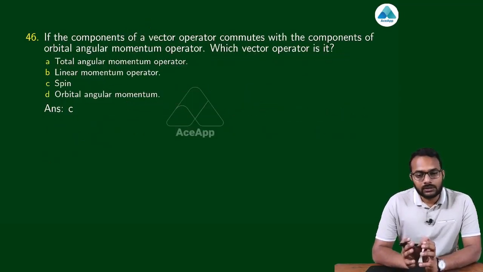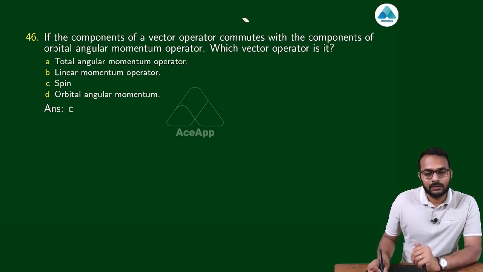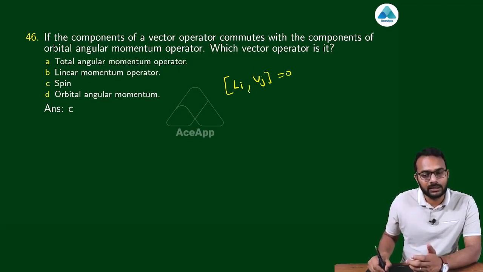The next question: if the components of a vector operator commute with the components of the orbital angular momentum operator, which vector operator is it? What does this mean? You take a vector operator V, and we are saying that Li with Vj is equal to 0, and this is a vector operator, right?